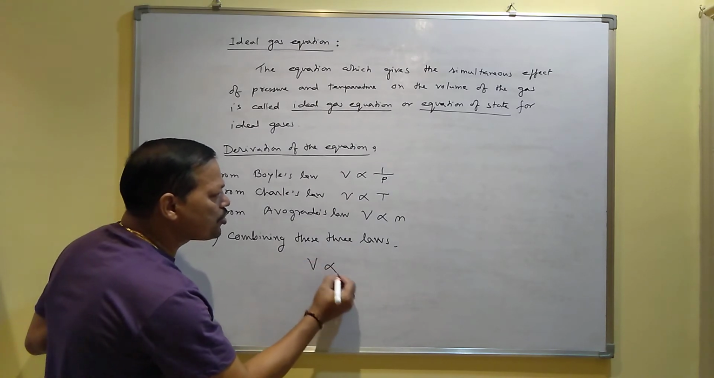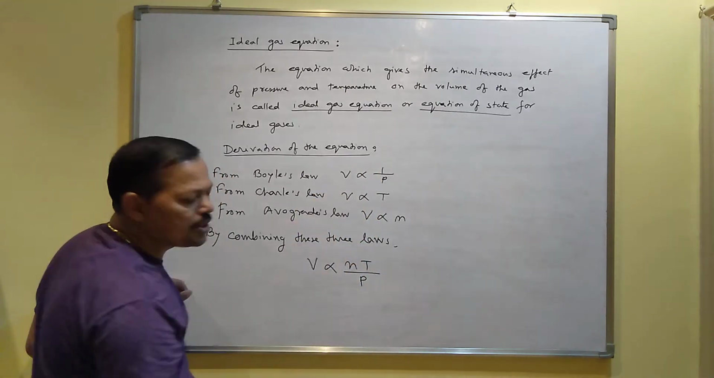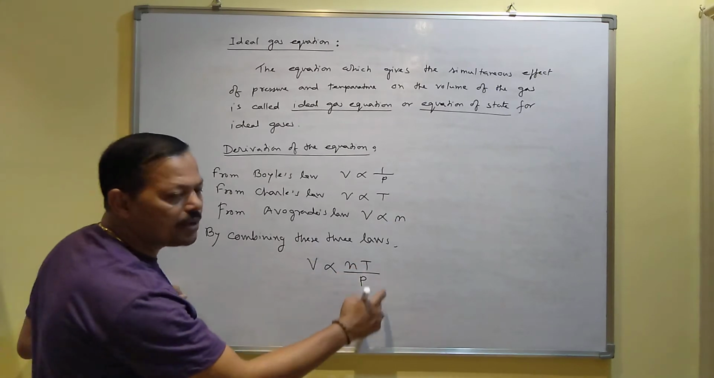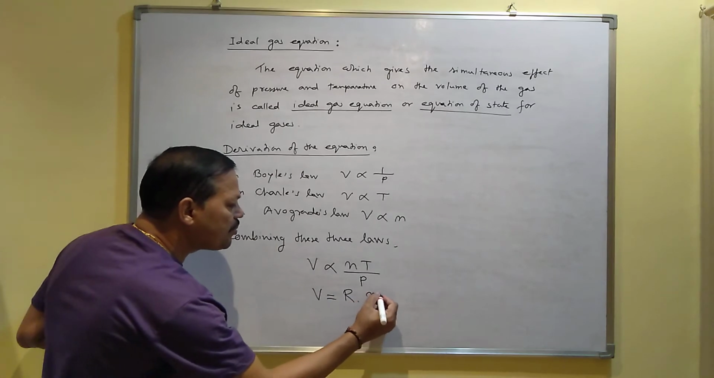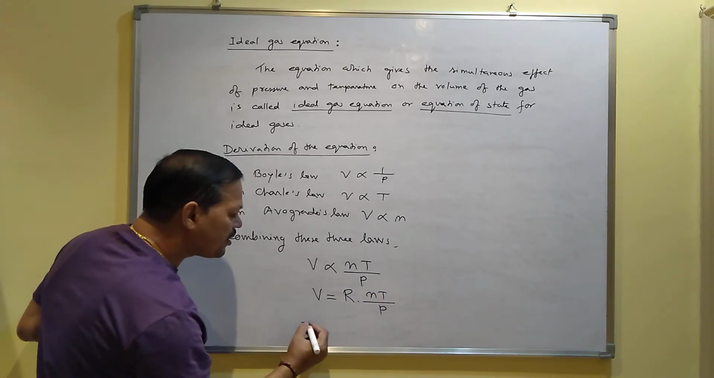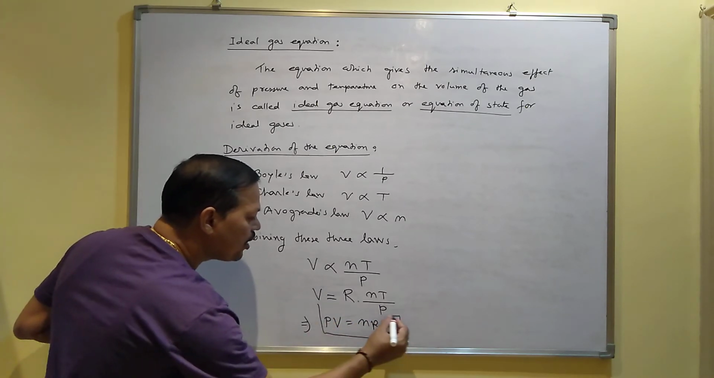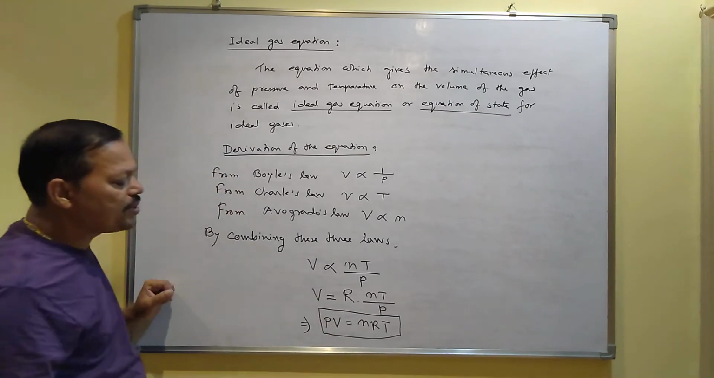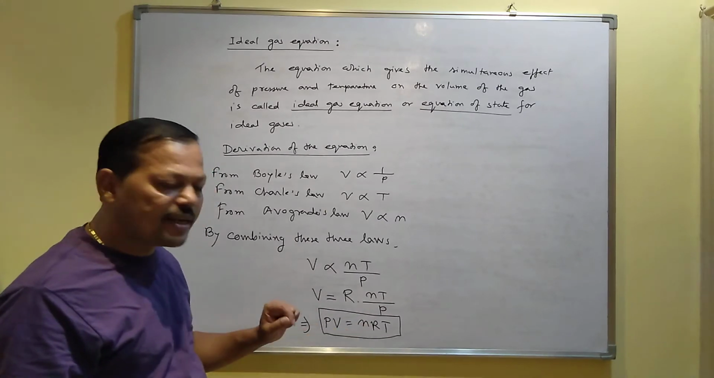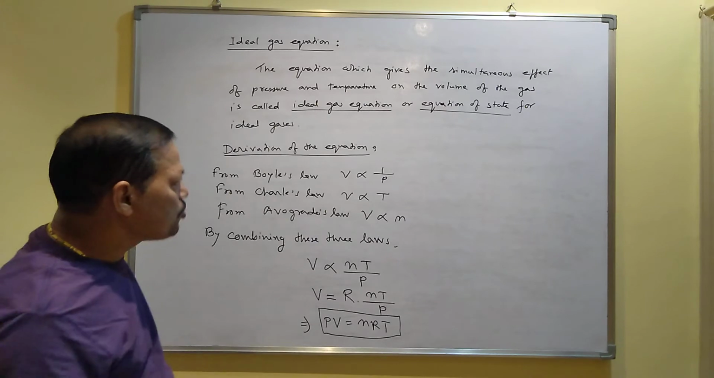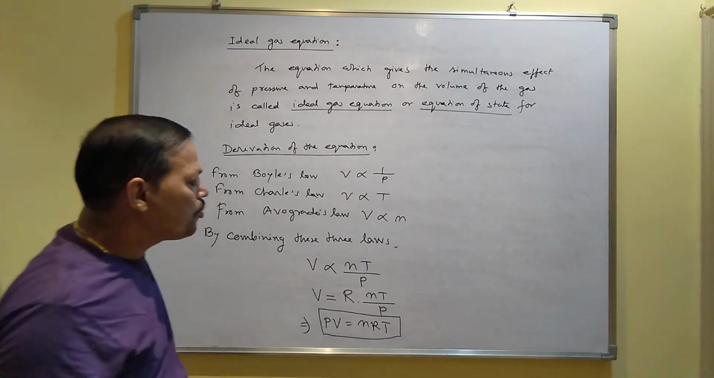So you can combine all these three laws and write V proportional nT divided by P, because n and T are directly proportional, pressure is inversely proportional. When you remove the proportional sign, then a constant will come, V equals R nT by P, or you can write PV equal nRT. This equation is called the ideal gas equation. P means the pressure of the gas, V means the volume of the gas, n means number of moles, R is the gas constant, and T is the temperature. So this equation gives the simultaneous effect of temperature and pressure on the volume of the gas.